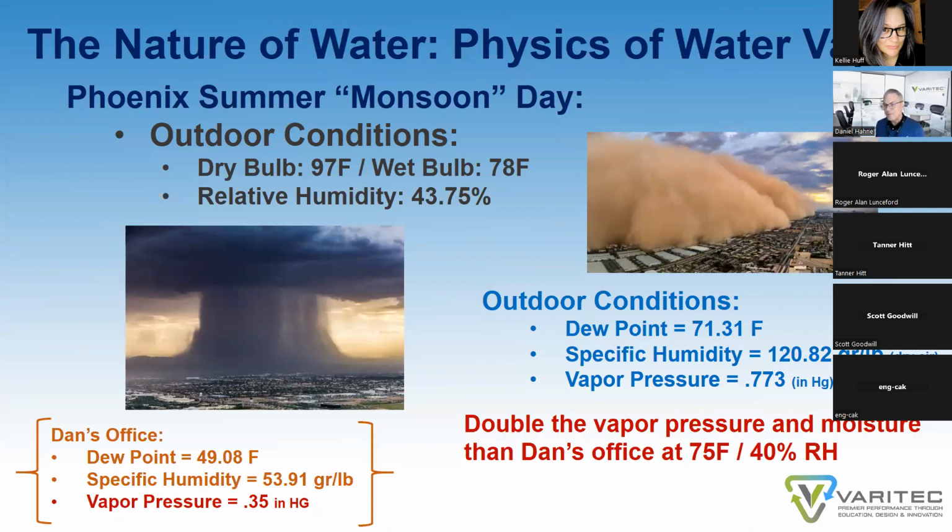You'll have condensation. So if we look at the absolute conditions of this outdoor air during monsoon, we have a dew point at 71.31 degrees, a specific humidity of 120.82 grains of moisture per pound of air, and look at the vapor pressure, 0.773. It's double the vapor pressure of my office. Consequently, during a monsoon design day of these conditions, there's a lot of moisture in the air outdoors racing into my office. I don't have to turn my humidifier on at all. So that's good. So I thought, well, let's explore this a little more. Obviously, I should probably run my humidifier during Arizona summer dry day design conditions.